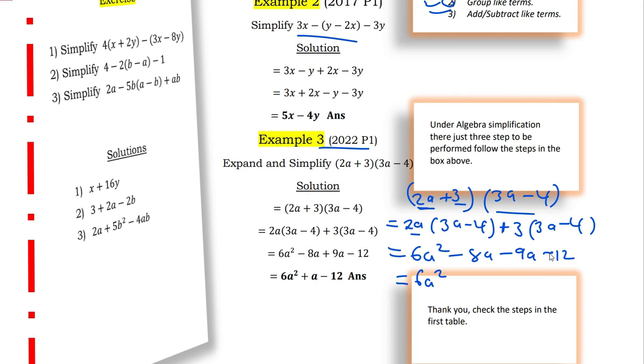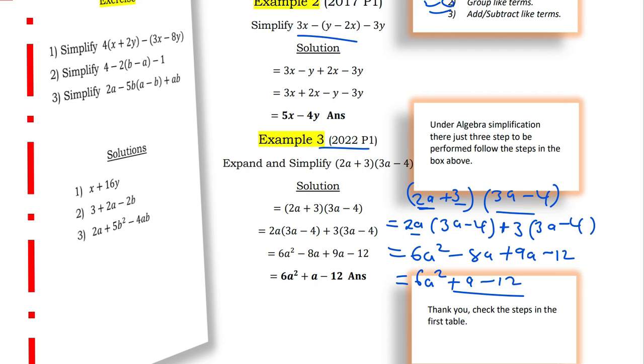So it's supposed to be a plus, so that even here can be a plus, because 3 times 3a, it's a 9a. 3 times negative 4, it's a negative 12. So from here, we can say we're getting a minus 12. This is the answer for this one. Okay, so these are the 3 examples for simplification. Let's try to do an exercise here.